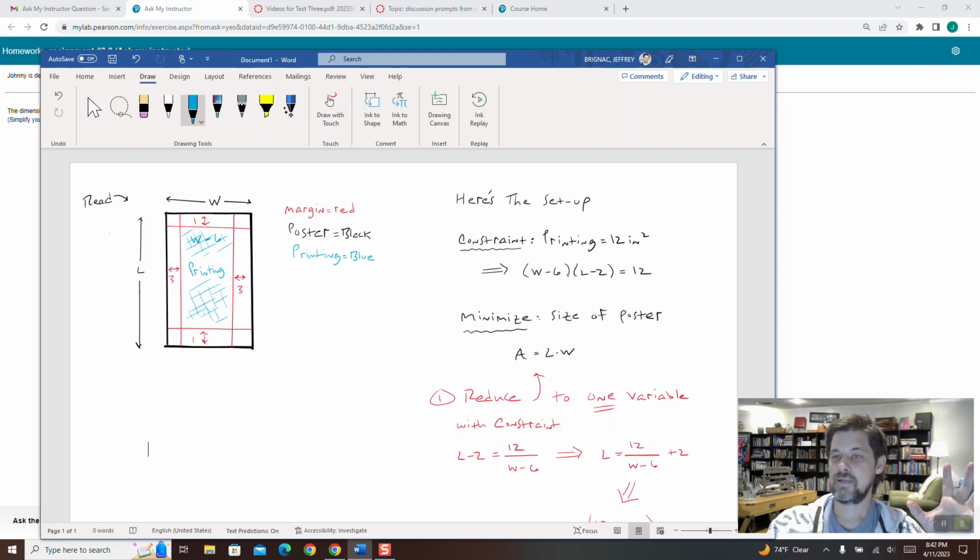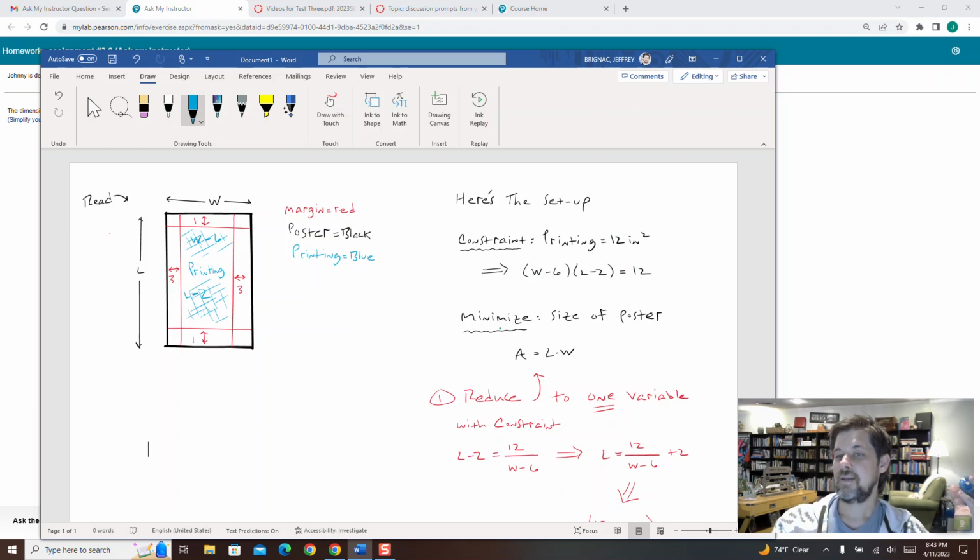And then this other side right here, the length for the part of it that has actual printing on it is the overall length L, take away 1 on the top and take away another 1 on the bottom. So that'd be L minus 2. So we have W minus 6 here, L minus 2 here. The part that has printing on it has an actual width of W, the overall width, minus 6, and an actual length of L, the overall length of the poster, minus 2, to account for the margins. Now that's got to be 12. So here's our constraint right there.